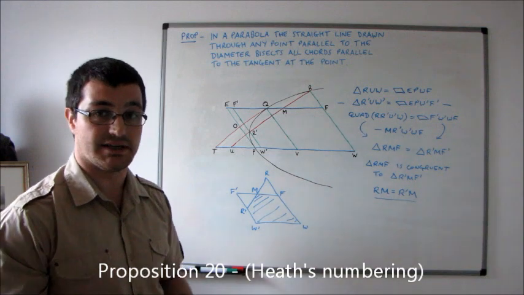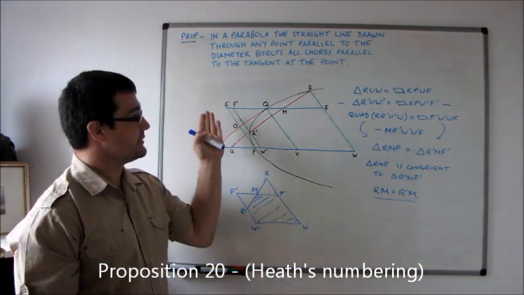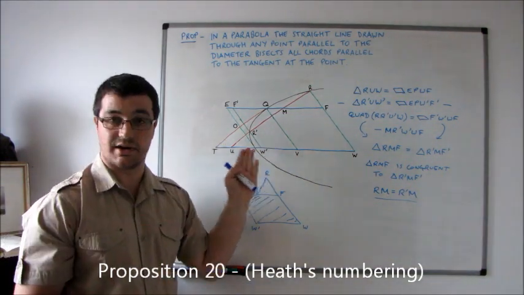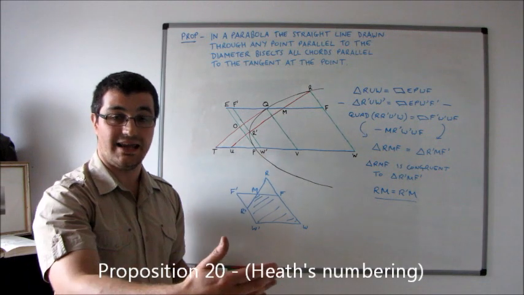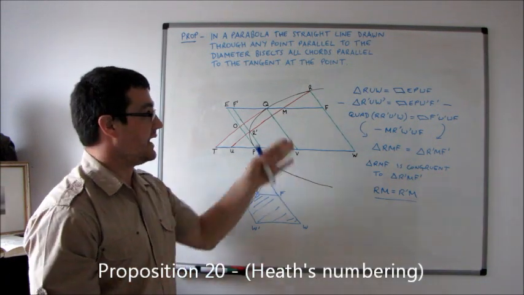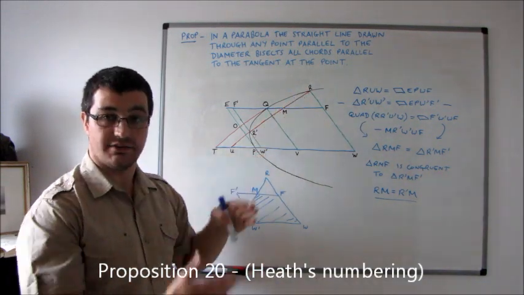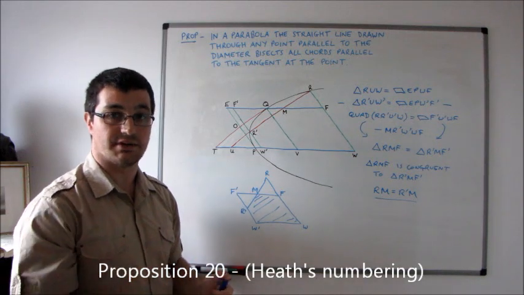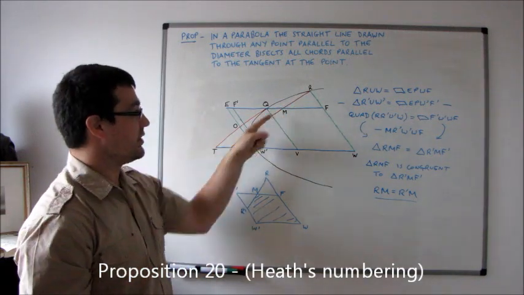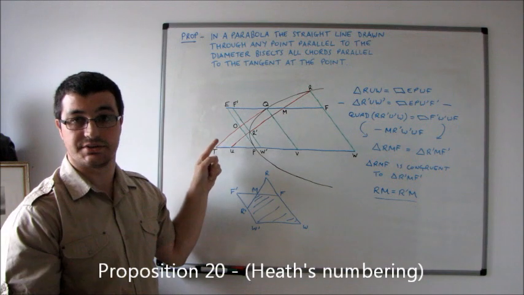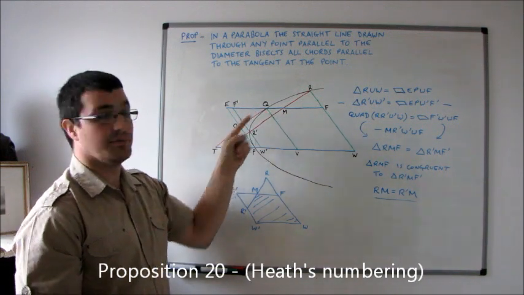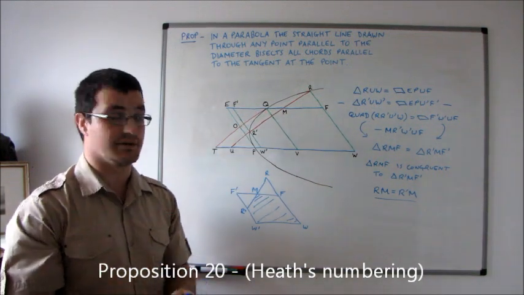So the upshot of this is that every line drawn parallel to the diameter in a parabola is again a diameter, and the chords that the new diameter is going to bisect are the chords that are parallel to the tangent at the point of intersection of the new diameter with the parabola.